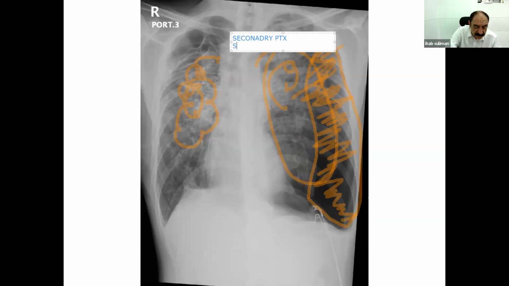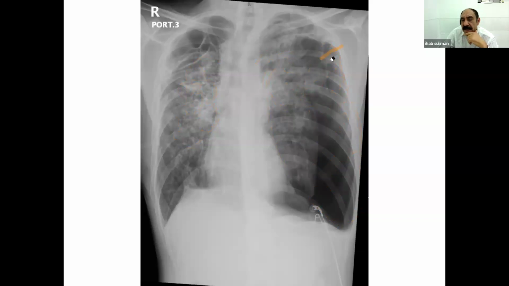The patient needs to stay in hospital, and he should have an underwater drainage, because the patient will not have a reserve for his breathing or oxygenation. So those patients with secondary pneumothorax are quite sick patients, not like the primary, in which there is no lung disease before.